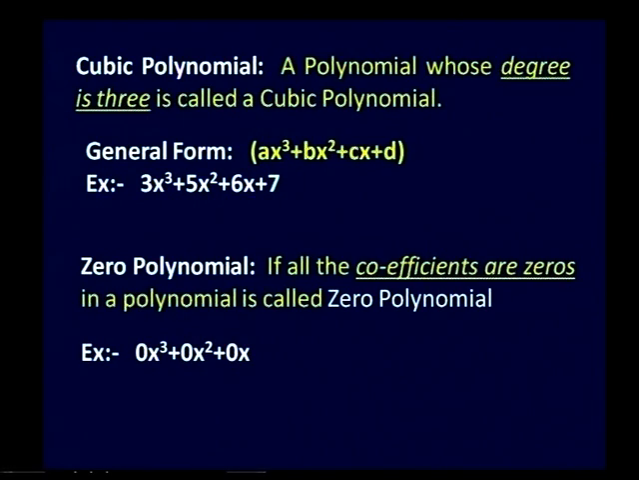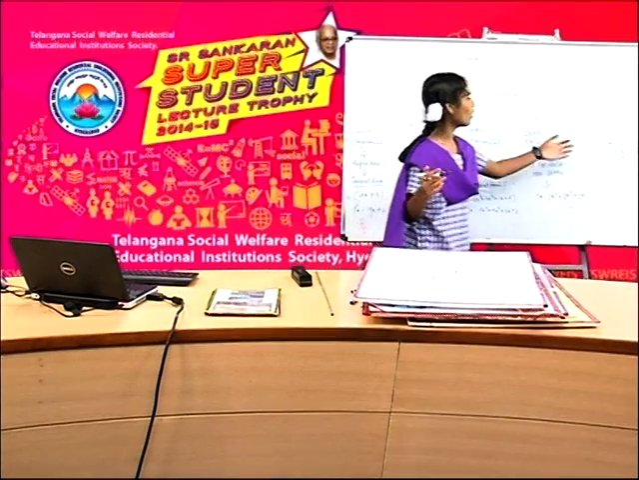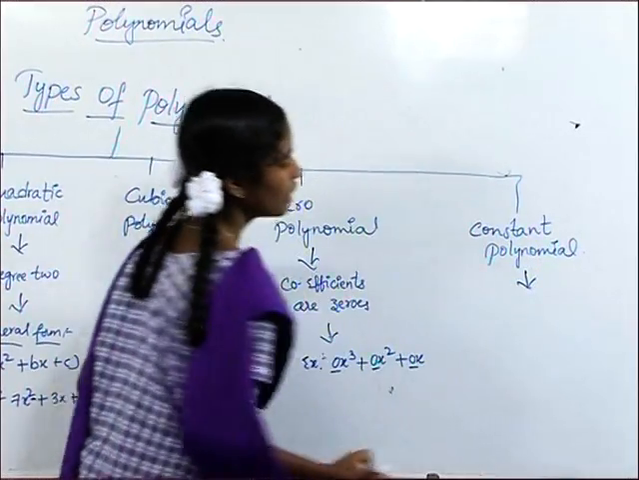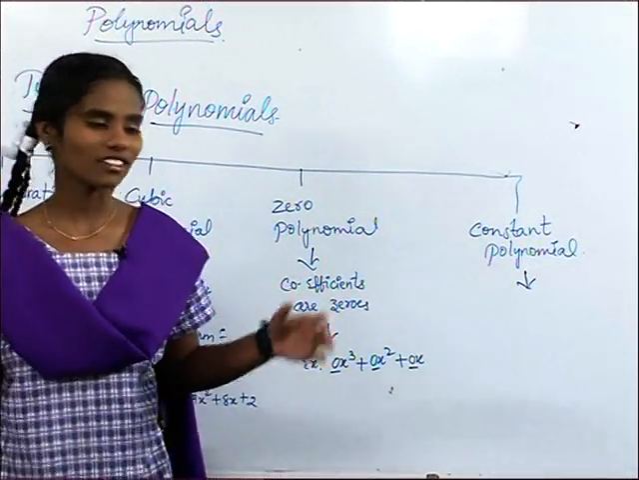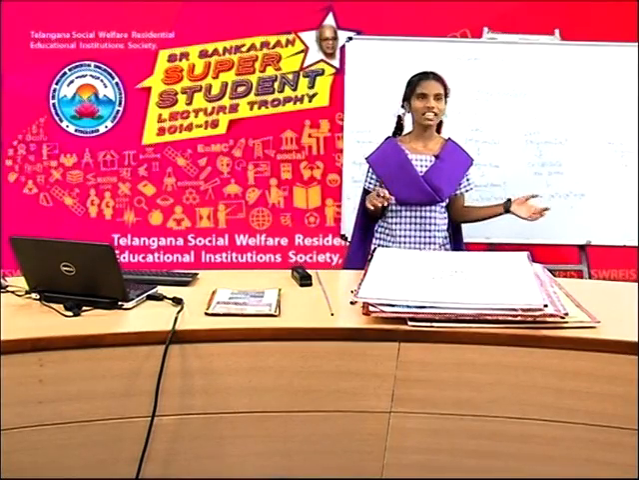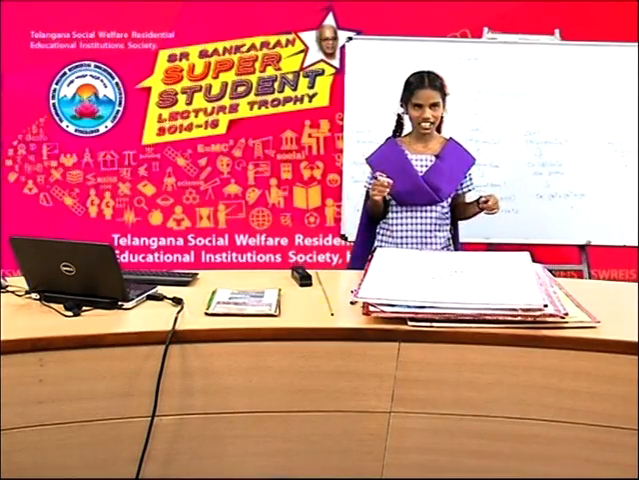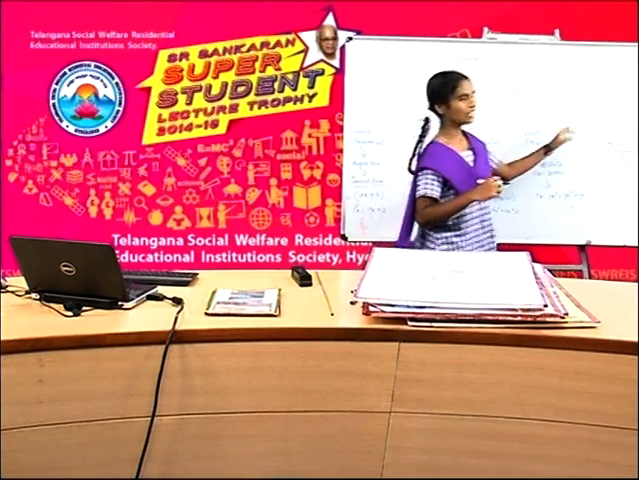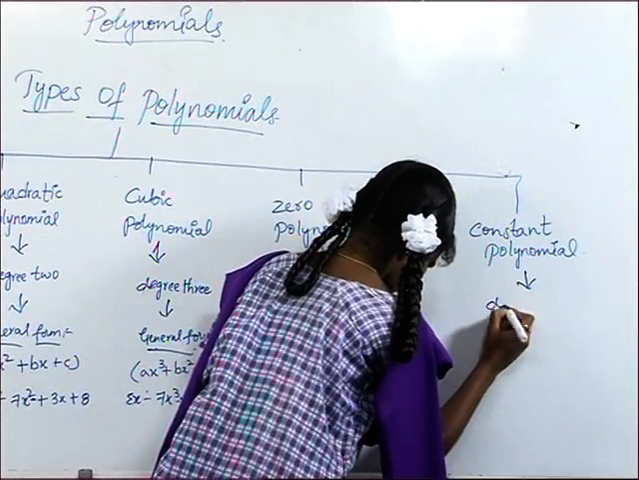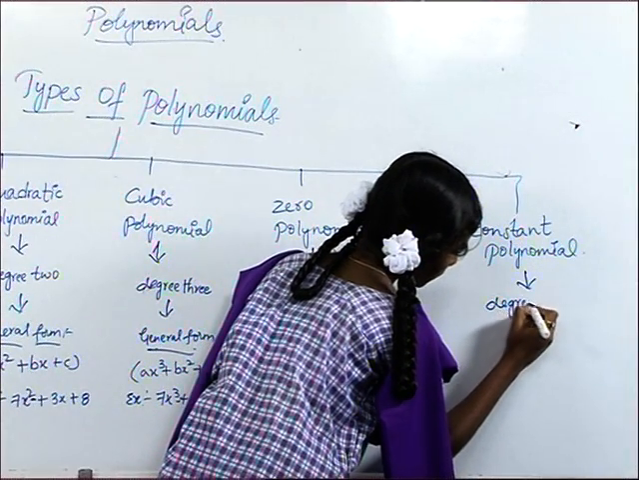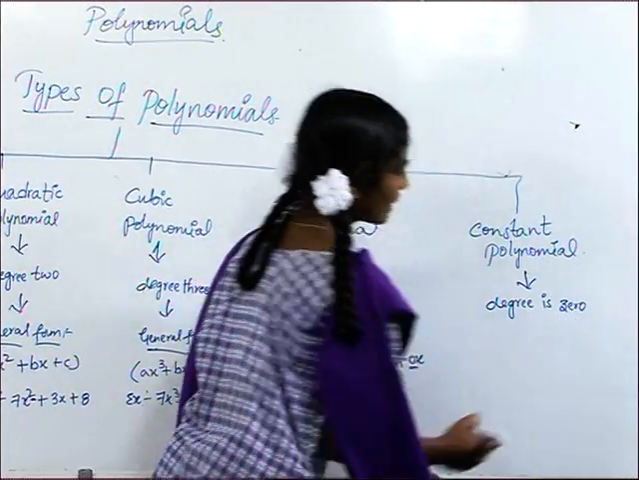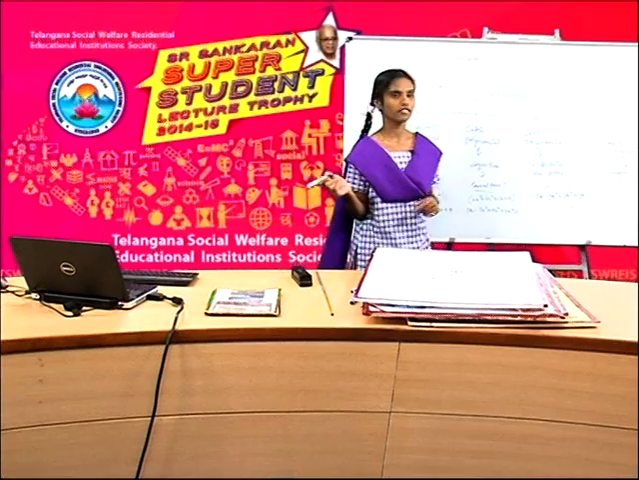Friends, now we are going to discuss constant polynomial. A constant polynomial is nothing but a polynomial whose degree is 0.